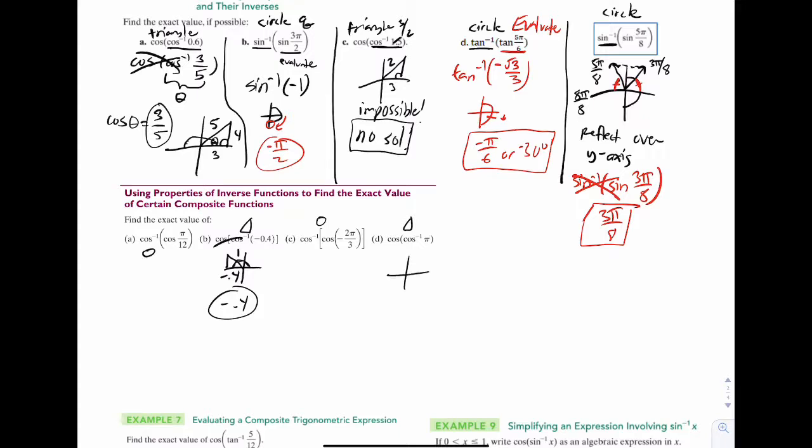Now this one's kind of tricky because pi, remember, that's just a number. So let's just make that pi and 1. Pi is about 3. So we can see that this thing is impossible. There is no solution here.